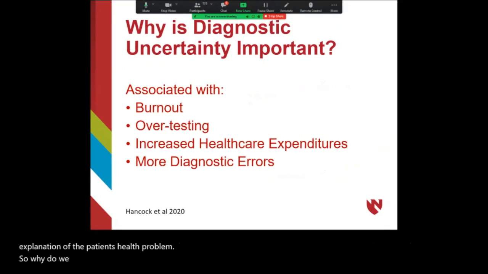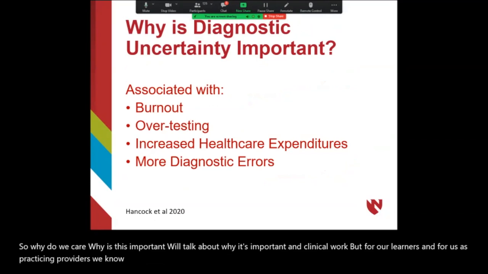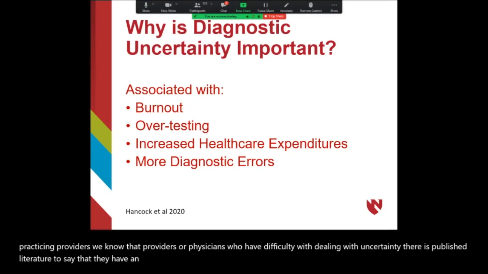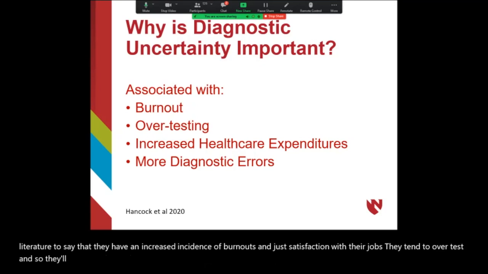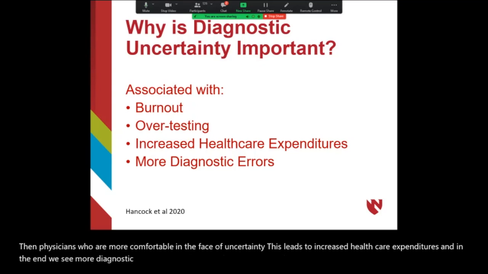Why is this important? We'll talk about why it's important in clinical work, but for our learners and for us as practicing providers, we know that physicians who have difficulty dealing with uncertainty, there is published literature to say that they have an increased incidence of burnout and dissatisfaction with their jobs. They tend to over-test, so they'll get more laboratory testing and more imaging studies than physicians who are more comfortable in the face of uncertainty. This leads to increased healthcare expenditures, and in the end, we see more diagnostic errors amongst providers who are struggling with this topic.